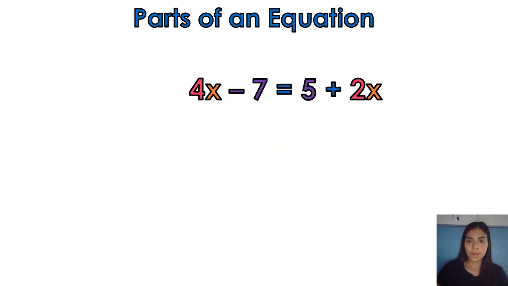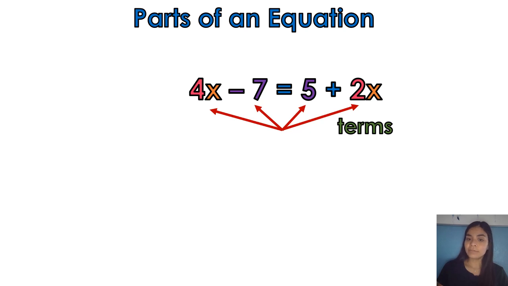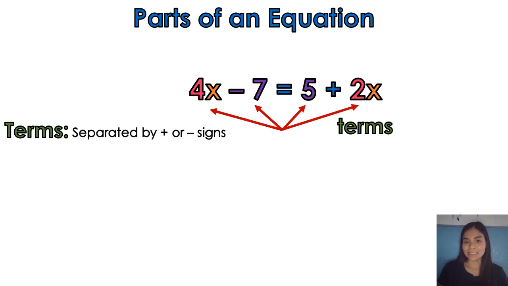All right, so continuing with that same equation, there's a few more things we need to cover. And you see we have 4 arrows pointing to different parts. So each of these are known as terms. And so equations are made up of many terms, and you know that you have a term because they're going to be separated by plus or minus signs. So that's why in this case we have 4 of them. We've got 4x, -7, 5, and 2x. So there's a total of 4 terms here in this equation. We've got 2 on each side.